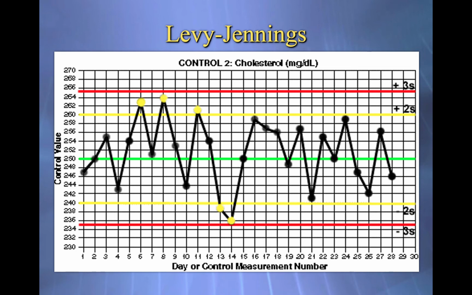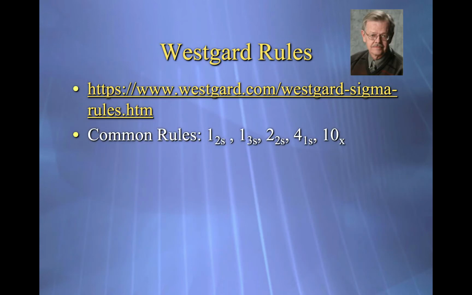In most laboratories, while you could set up your own rules, they use what's called Westgard rules. And this is James Westgard. That's his picture there. You can go to his website and read all about Westgard rules and quality control ad infinitum. There are tons of rules. You don't have to use them all. Most laboratories don't. Most laboratories pick rules that they think are appropriate for their specific assays. But some of the common ones are here.